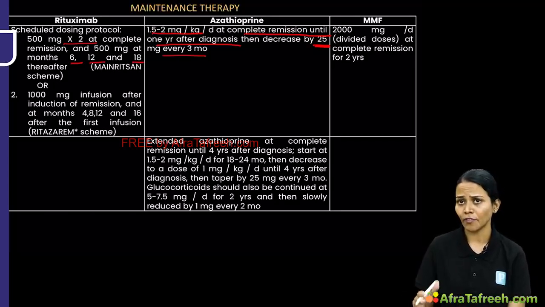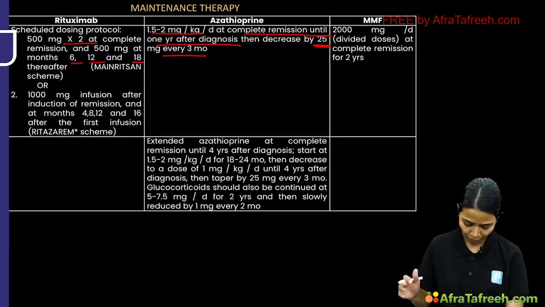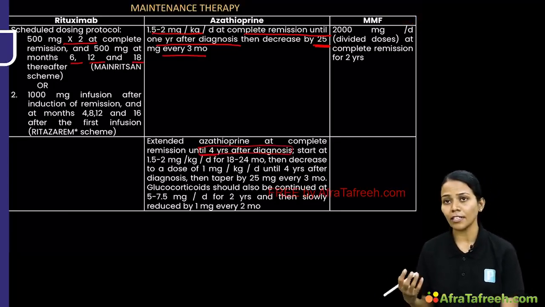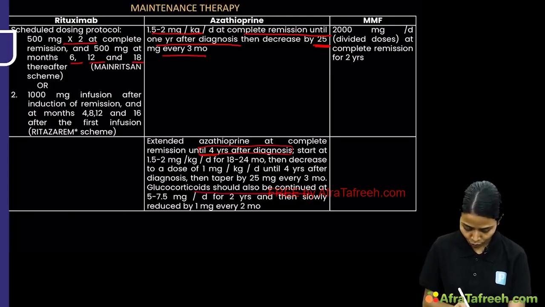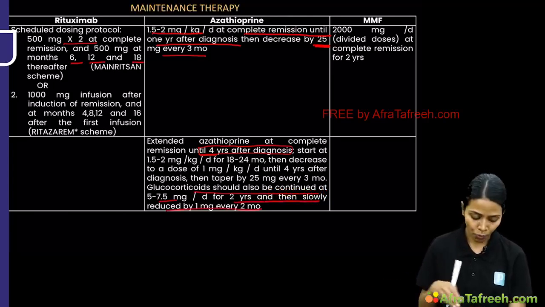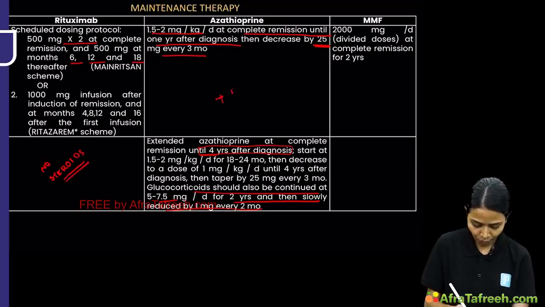So at the end of remission, when the patient achieves remission, you start azathioprine, and then you keep continuing for 1 year at the same dose, and then you start tapering it. Okay, so extended azathioprine at complete remission until 4 years after diagnosis. So this is till when the AZA therapy can be continued. Glucocorticoid should also be continued at 5 to 7.5 milligram per day for 2 years, and then slowly tapered down every 2 months by 1 mg. So you saw in rituximab that there is no need for steroids along with maintenance, but in AZA you have to give this patient steroids along with AZA.